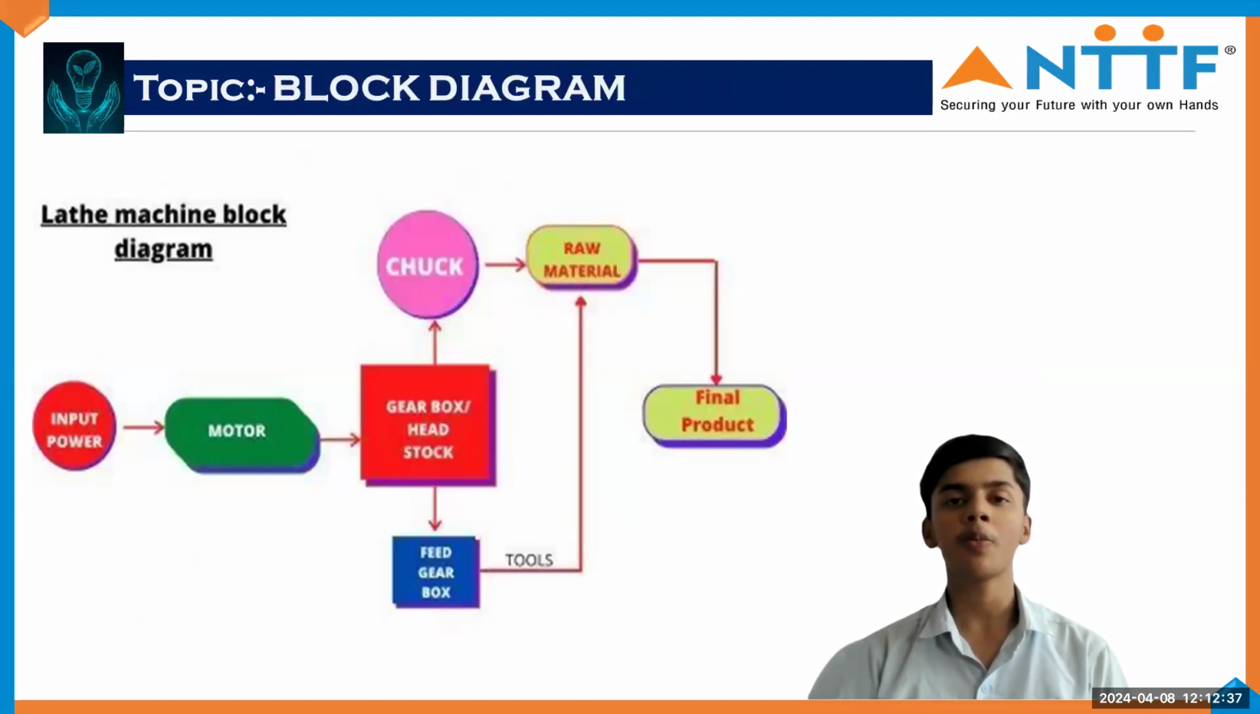Now, block diagram: input power goes to the motor already fixed in the headstock, connected with the chuck, which rotates the workpiece, meaning our raw material. The feed gearbox and tools are applied on it, and we get a final product.